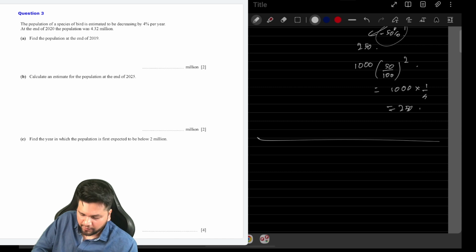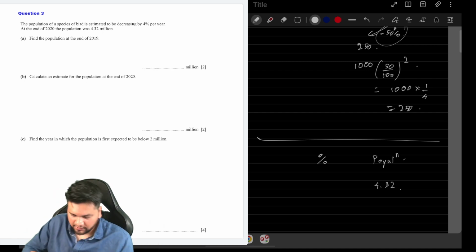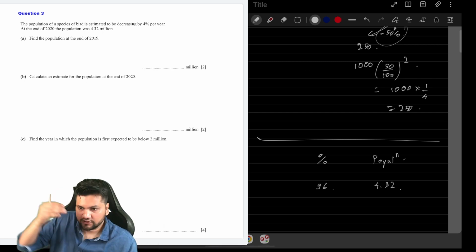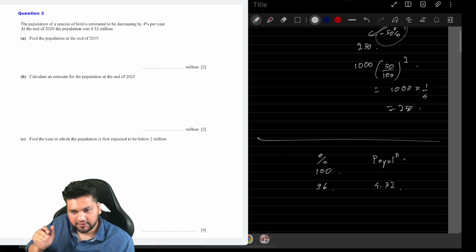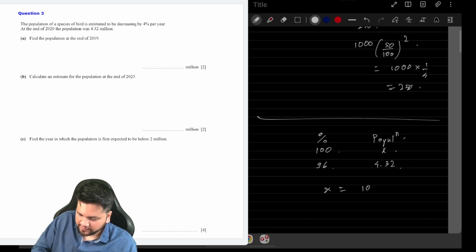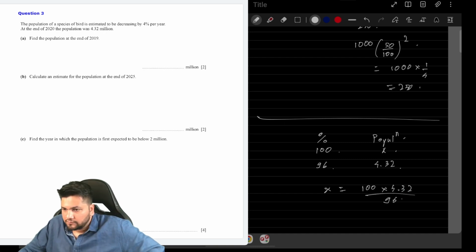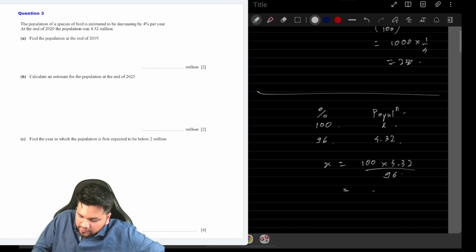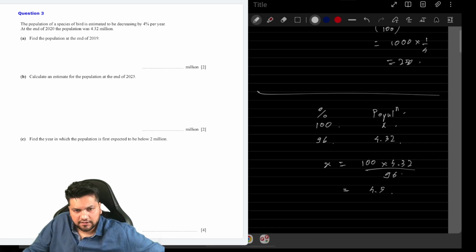So here, as you can see, we are comparing population with percentage, right? So percentage and population, again comparing quantities. Estimated to be decreasing by 4% per year. At the end of 2020, the population was 4.32 million. So what do we know? 4.32 million was the population when it has already been decreased by 4%. So that is nothing but 96, because if a certain population is 100% previously and I decrease by 4%, I'll get 96. This is what we need to figure out. So here x is going to be 100 times 4.32 by 96, which if you calculate, it's going to be 4.5. And it kind of makes sense then.